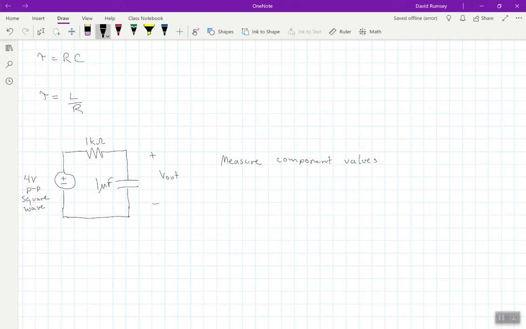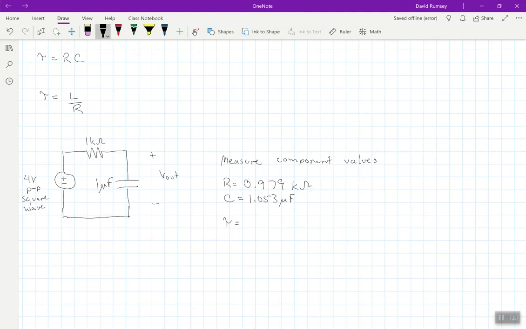When I measured my component values, I got that my resistor was equal to 0.979 kilo ohms, and my capacitor is equal to 1.053 microfarads. I'll show you measuring the capacitance, because you probably have never done that before. I'll also show you how we have to be a little bit careful with the capacitor that we're using. We measure the component values because even though the diagram says 1 kilo ohm and 1 microfarad, we want to get as accurate as possible with what the time constant would be.